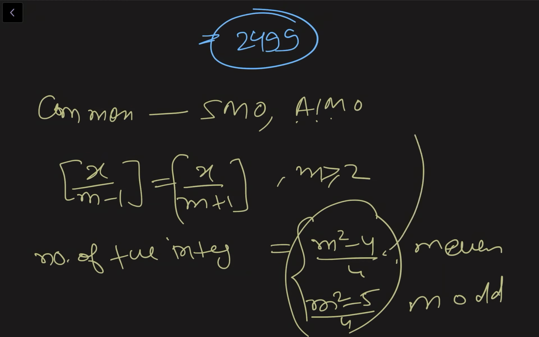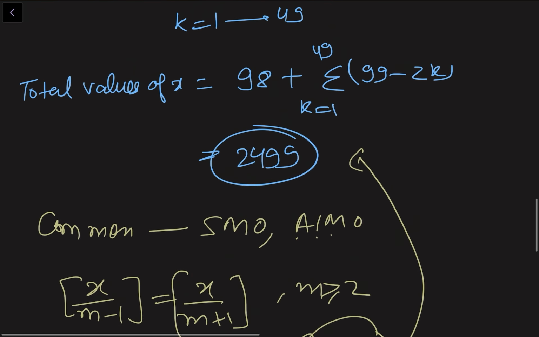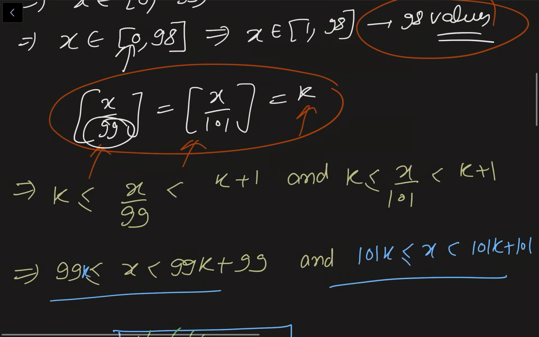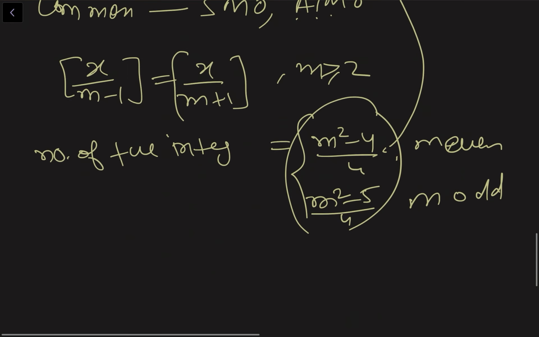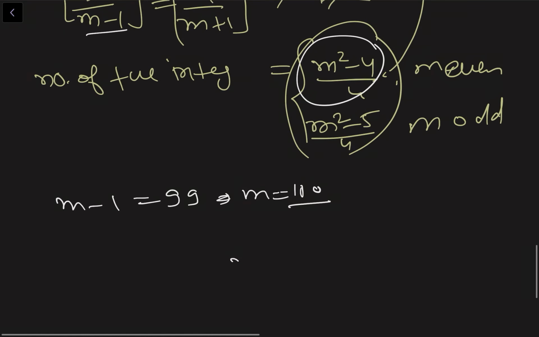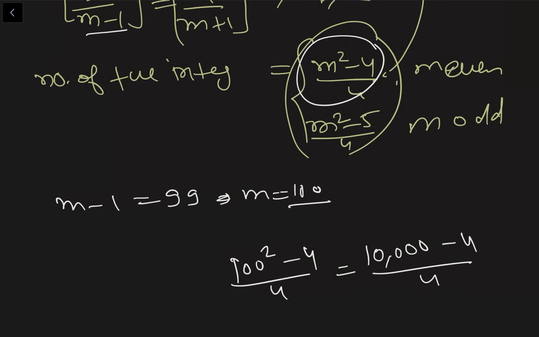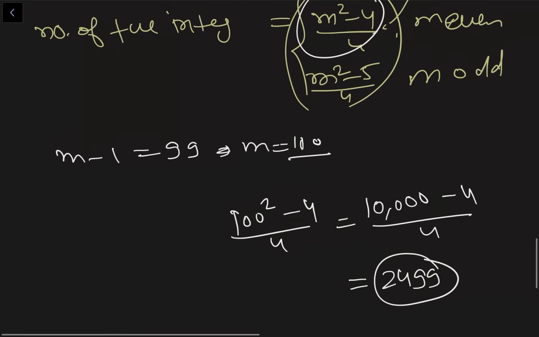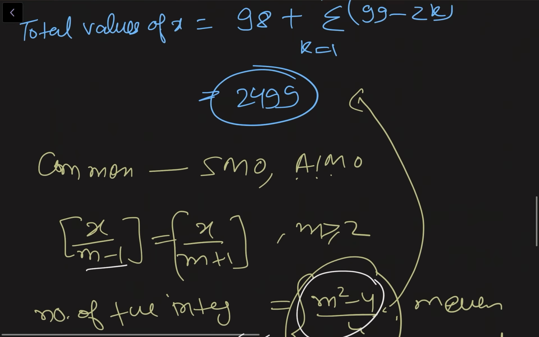So we can cross-check this result with this question. In the question, x by 99 is given, so m minus 1 is equal to 99, or m is equal to 100. So m is even, and we use the first formula: 100 square minus 4 divided by 4, which is 10,000 minus 4 divided by 4, which comes out to be 2499 only. So either you can remember this result, or you can solve it this way.